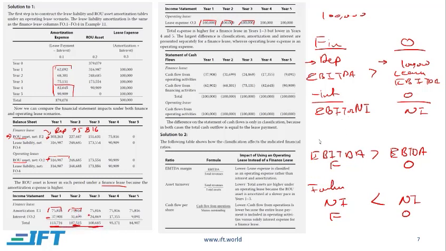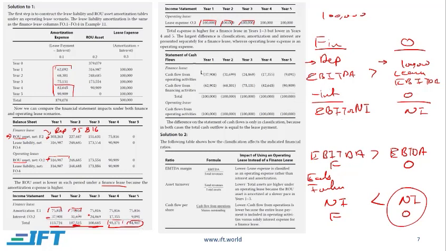So in early years, your net income in your operating lease is higher as compared to net income in finance lease. But in later years, your net income would be higher in finance lease as compared to net income in operating lease, because depreciation plus interest is less. So this is again an extremely important point.